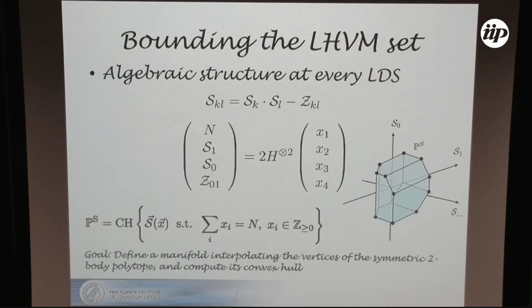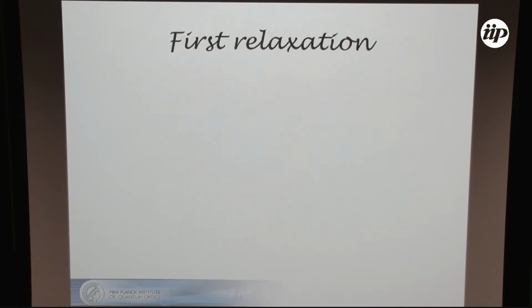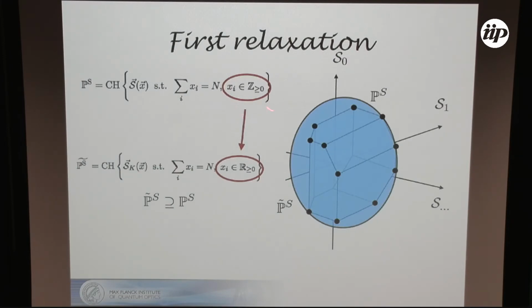So now the goal is to define a manifold that interpolates through all these vertices, and then we compute the convex hull of this. We are going to relax this problem because in this formulation it is too hard to solve, so we have to resort to the polytope. But the first relaxation of this problem is actually very easy. Instead of considering these integers, we just take them as real numbers. So we really have a manifold that interpolates through all the vertices here.